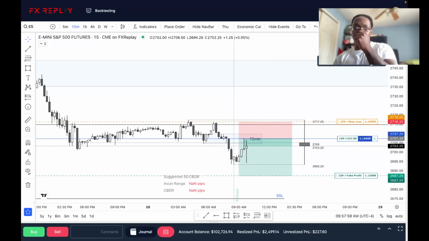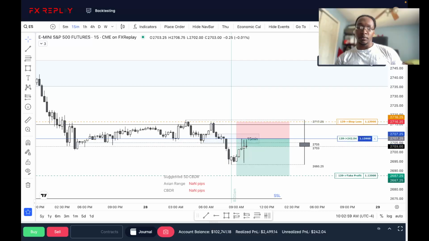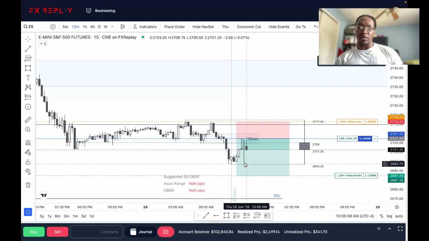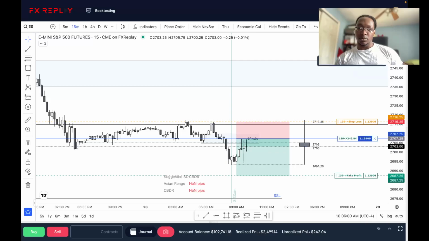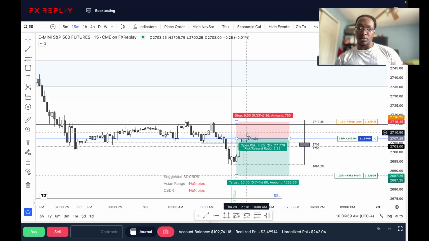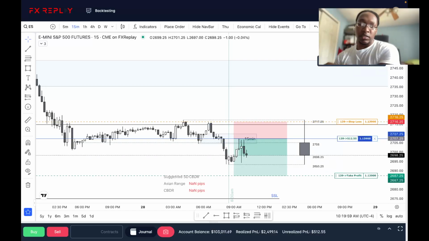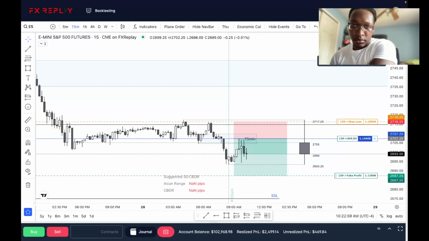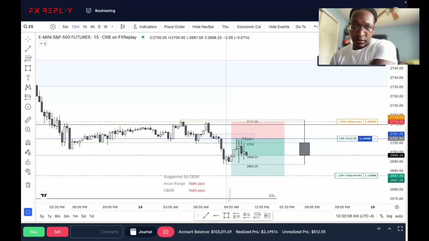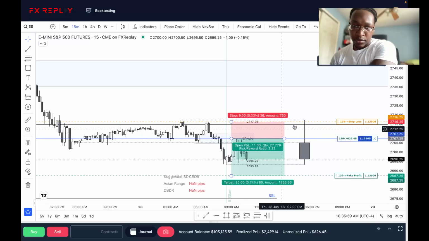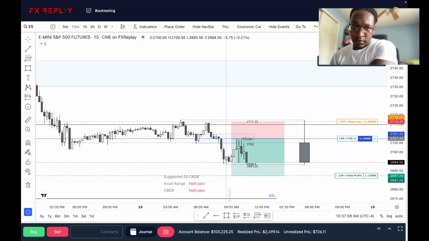Price is retesting the mitigation block. We generate even more sell side liquidity, and this is 10 a.m. I want to see a continuation lower. If I can get a drop here. This is 10:30. Nice. I don't like that rejection.